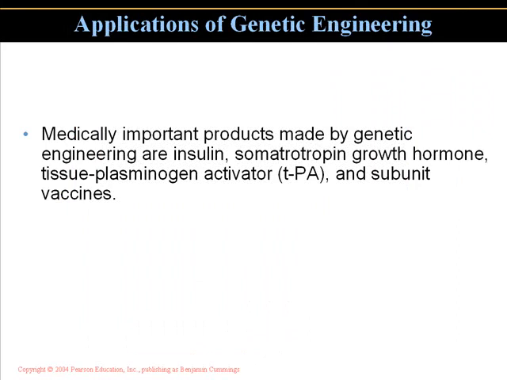Medically important products made by genetic engineering, which you should be somewhat familiar with, include insulin, growth hormone, and TPA, or tissue plasminogen activator. This is a substance used a lot in emergency room settings and cardiac labs. TPA is a substance that eats up clots. If you get a blood clot in your leg, it breaks off, transfers to your heart, goes through your heart, and goes into your lung.